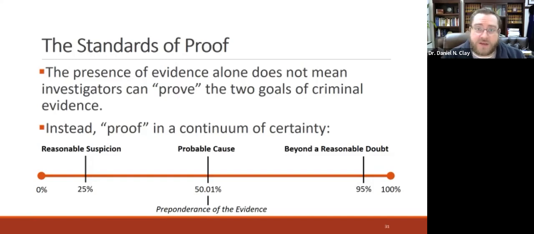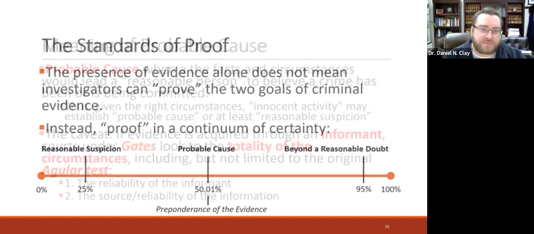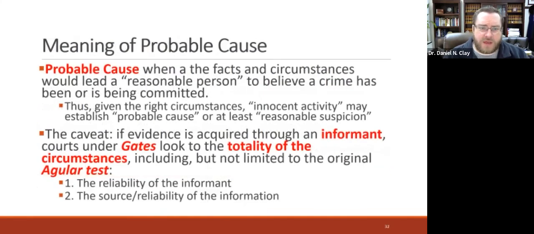And again, any evidence that they find, whether it's admissible or not admissible, may be considered Brady material and subject to being turned over to the defense. So again, when we're thinking about probable cause, basically we're saying that when the facts and the circumstances would lead a reasonable person to believe a crime has been or is being committed, right?